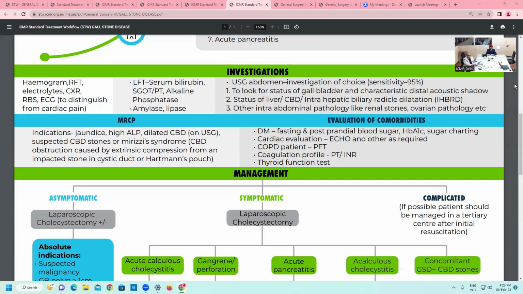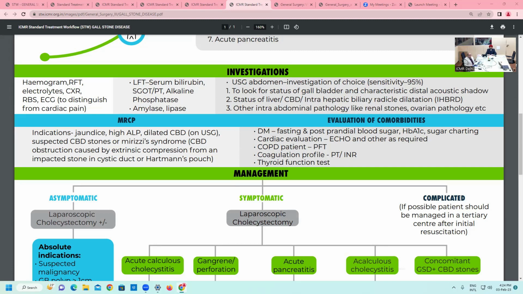Special investigations, if I have to talk about MRCP or ERCP, should be done if there is some indication of jaundice, or the patient has a high ALP, or the CBD is dilated on ultrasound, or we suspect stones in the CBD, or there is a large stone impacted in the Hartmann pouch pressing on the CBD, and this condition we call Mirizzi syndrome. So all this we need to identify before the surgery, and we can go ahead with the ERCP.